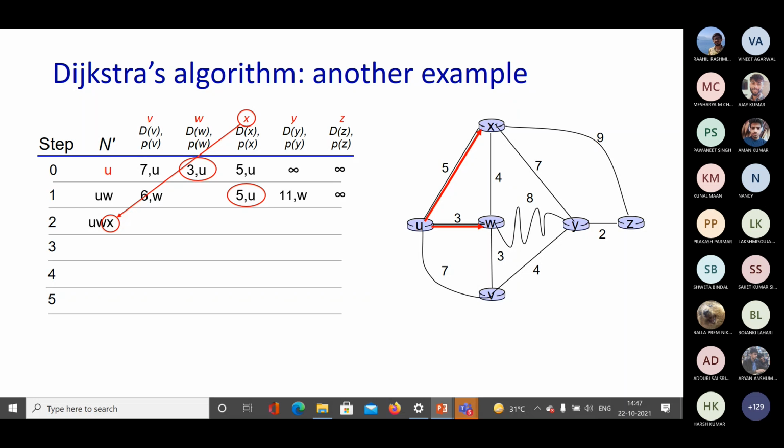V is not directly connected to X, so we will not go ahead and check that. What is directly connected to X? W, Y, and Z. W has already been visited, so you are left with Y and Z. So what should be the cost for Y?